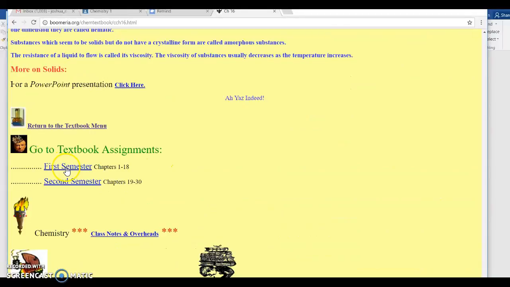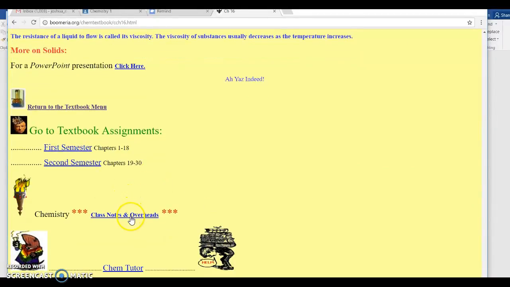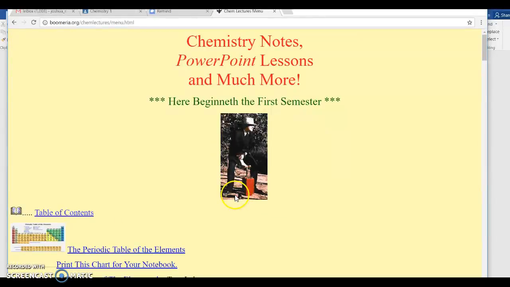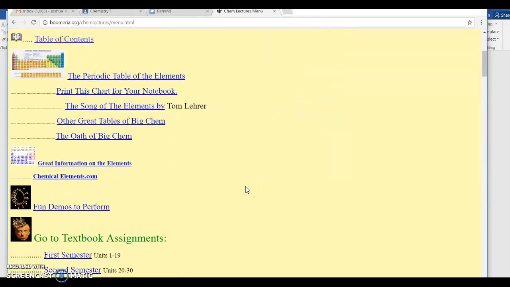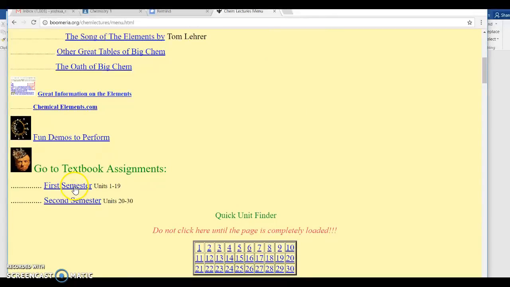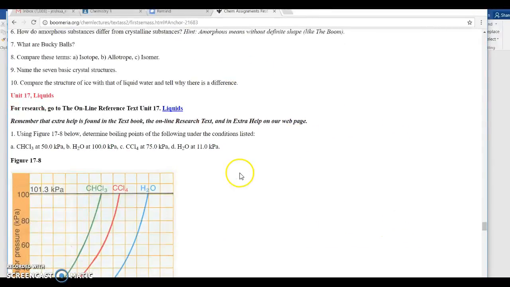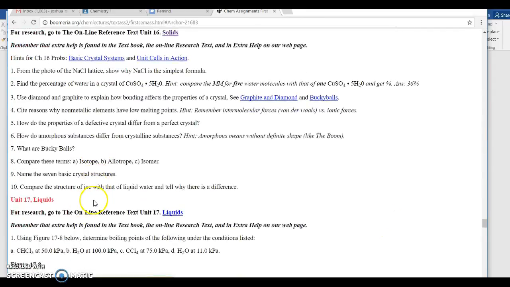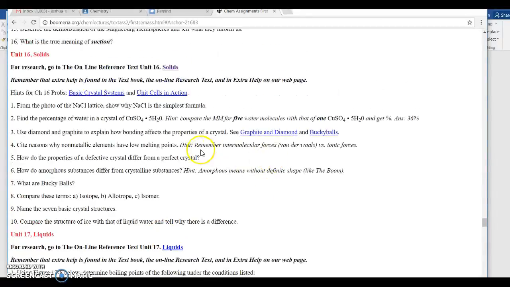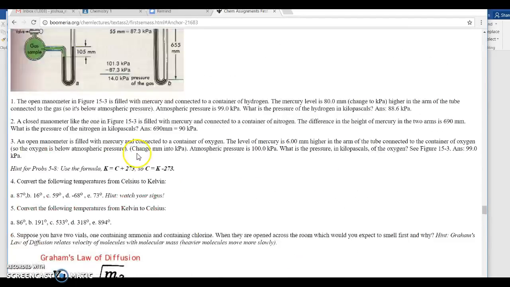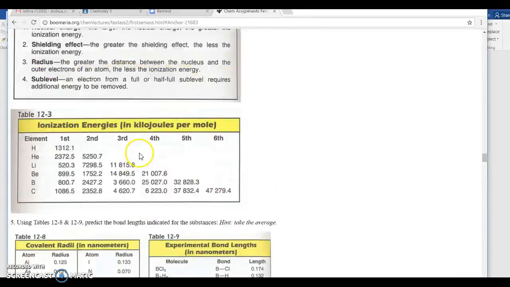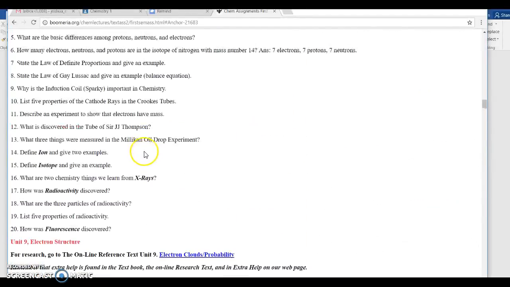There are some textbook extras here. This is kind of cool. There are some other things as well on here. It will show you the textbook assignments. Let's see if we can find our chapter. Yeah, here's chapter 16. One thing it doesn't have on here is number 11. We'll have to take a look at that. Here's the question: from the photo of NaCl, why is sodium chloride the simplest formula? So you can use that if you're in a pinch. Like I said, I'll put that link up there so that you guys can find it.